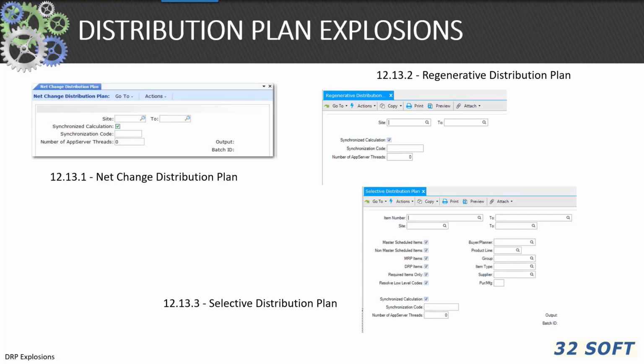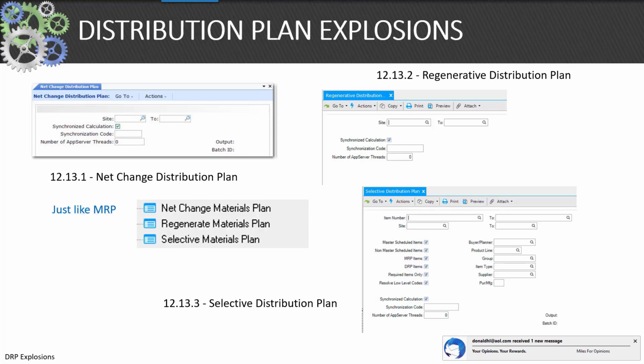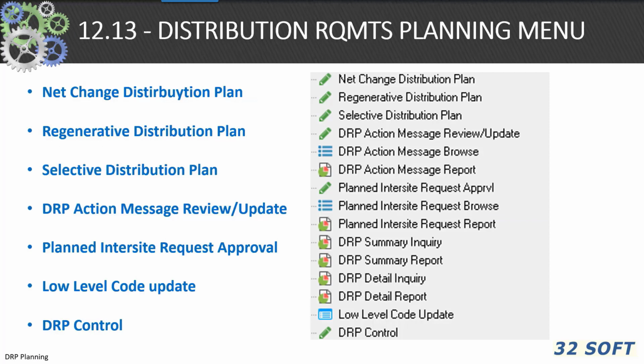When all the demand has been recognized, either through forecast maintenance or sales order maintenance, you can then explode the requirements for the distribution network. This is done through either 12.13.1 net change, 2 regen, 3 selected, pretty much like 23.1, 2, and 3 for MRP. Now we can use DRP explosions to drive our distribution requirements planning process. After running net change, regen, or selected, you obtain DRP action messages to review and update.